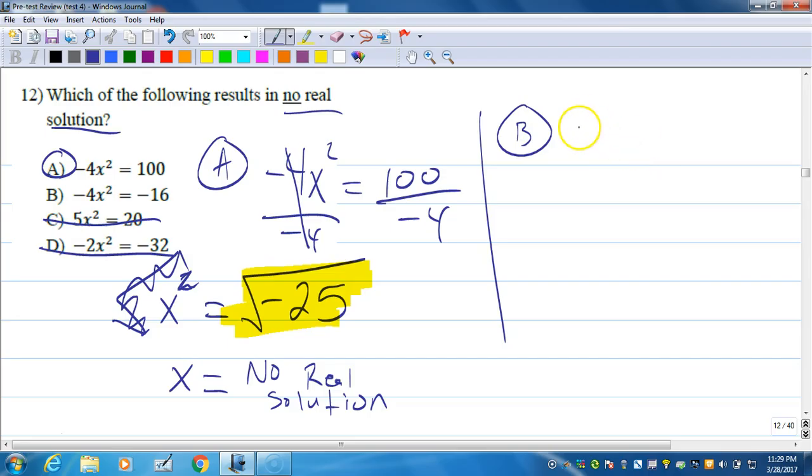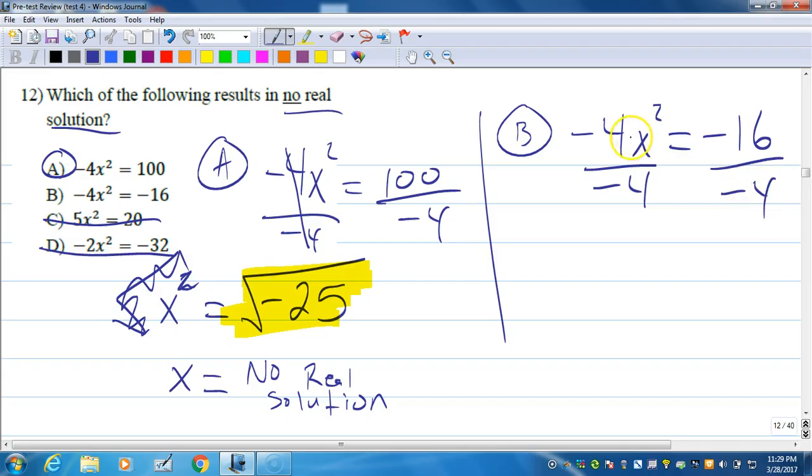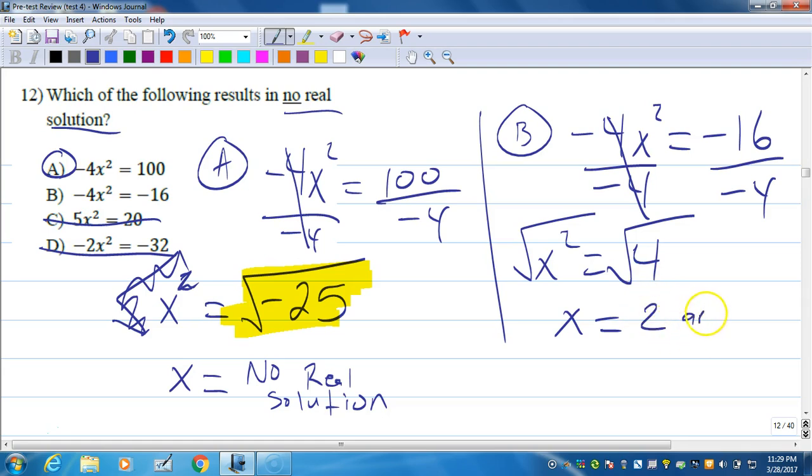Letter B, why is it wrong? Negative 4x squared is equal to negative 16. Again, we'll solve here. Divided by negative 4. X squared is equal to negative 16 divided by negative 4, which gives us positive 4. How do you get rid of the 2? You take the square root. X equals, can you take the square root of 4? Yeah, it's 2 and negative 2. So these have answers. You wanted no real solution. That's why A is the answer.